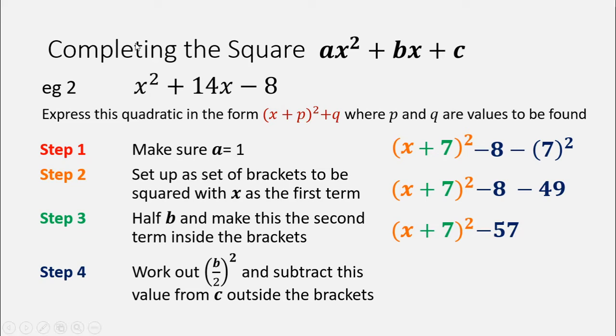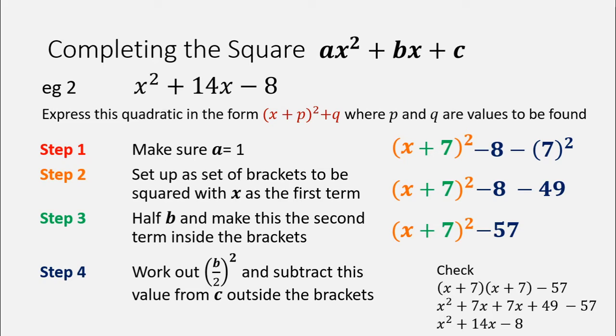I know it doesn't look at all like the original quadratic, so you might want to do the check. I'll check by expanding out those brackets: x plus 7 times x plus 7 minus the 57. That's going to be x squared plus 14x plus 49 minus 57, which is x squared plus 14x minus 8. Perfect, exactly what we were looking for.